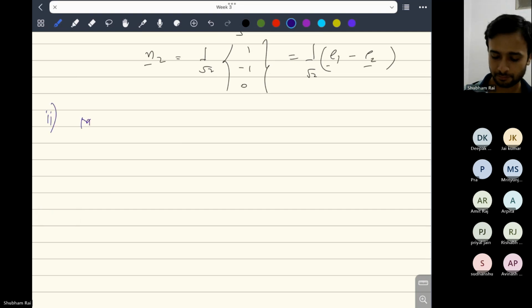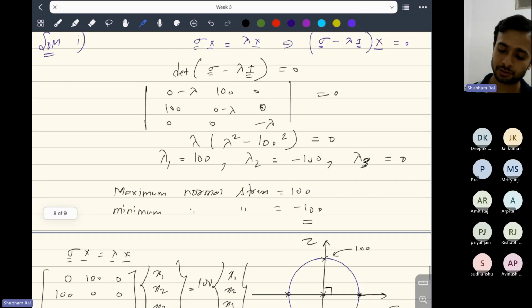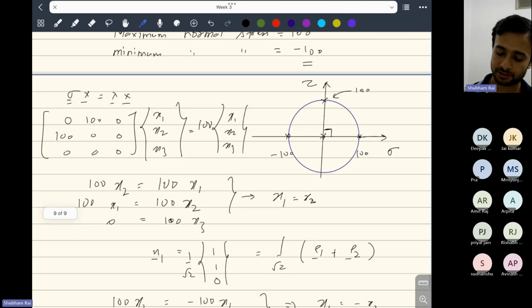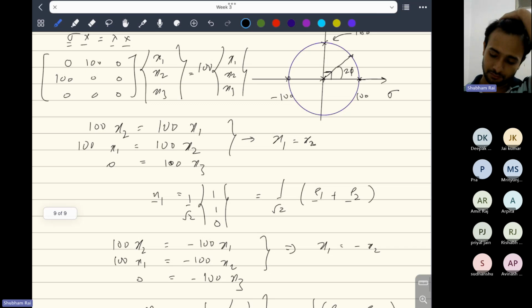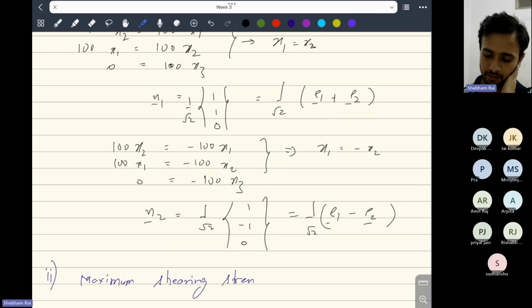Firstly, find the maximum shearing stress. So from Mohr circle, it's obvious that it is equal to 100 here. And the plane on which it acts, we have to express this in terms of E1, E2, E3. Because let's say this sigma will be in some coordinate system. So let's say that coordinate system will be here. This line denotes that coordinate system, and this angle is 2 phi. So we have just found out that these normal vectors are like this.